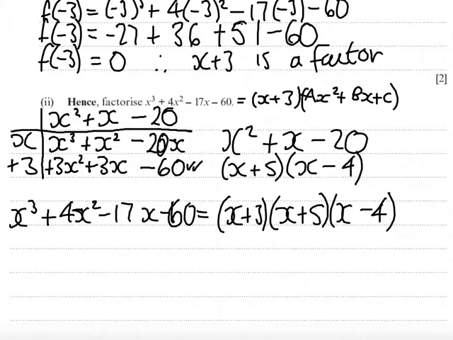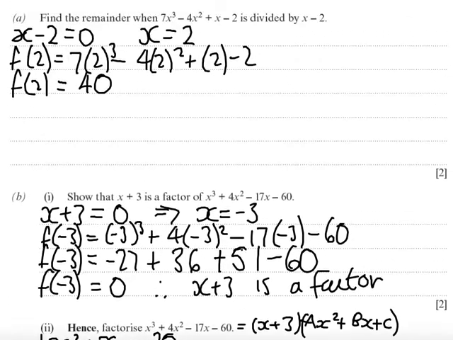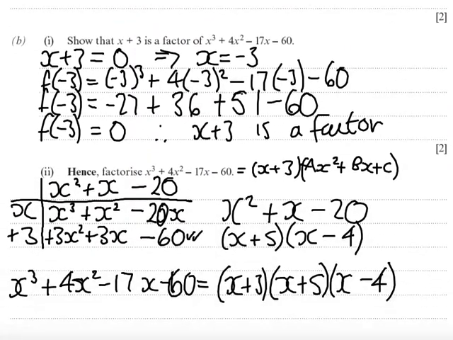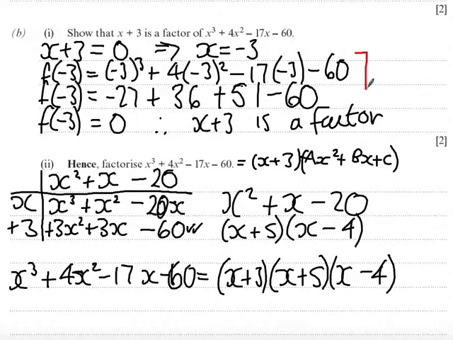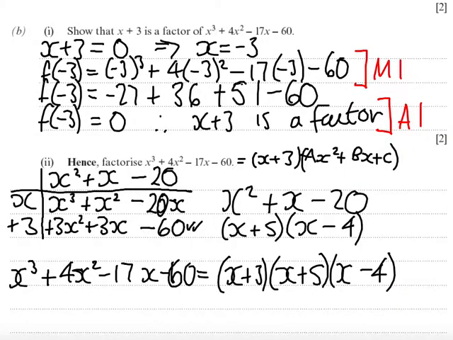Okay, well, let's go back and have a quick look to see how the marks are awarded. In the first part, we get a method mark for showing a substitution, and then we get an answer mark for getting an answer that the remainder is 40. Part B, again we get the method mark for showing the substitution, and then we get an answer mark for a convincing demonstration that it comes out as 0, so therefore no remainder, and is a factor.